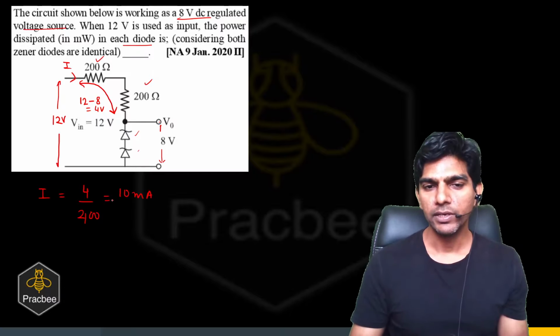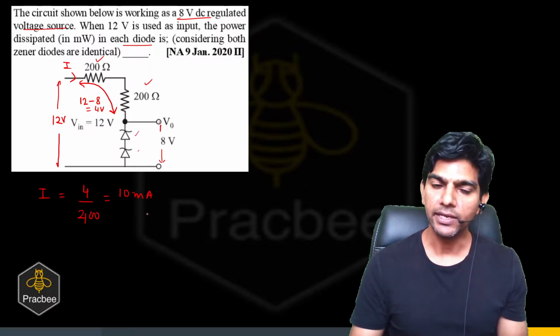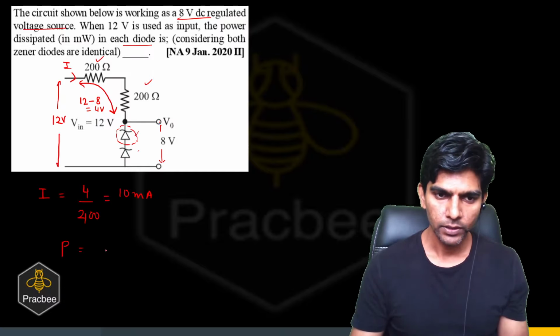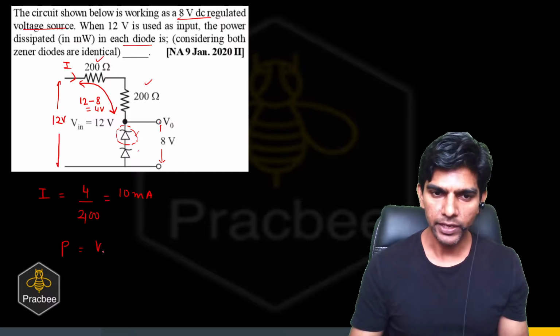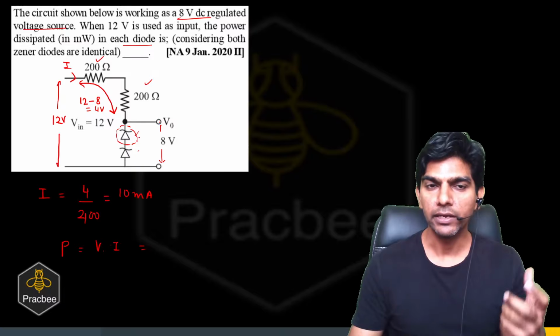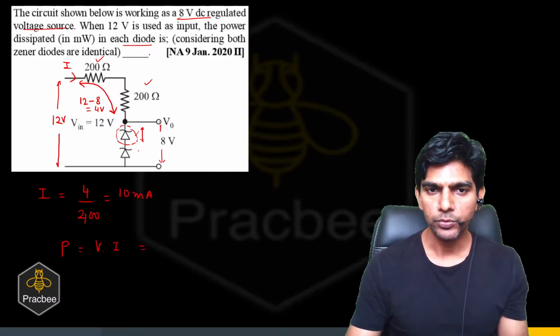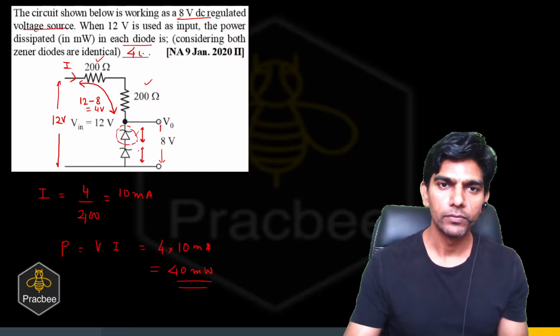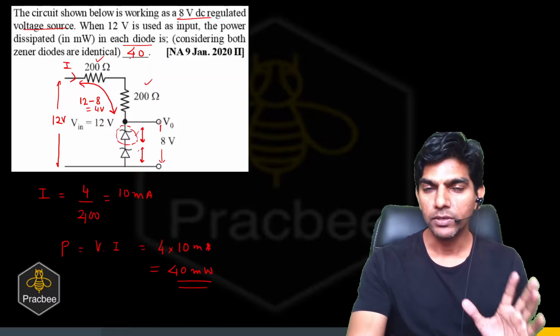And this 10 milliampere, since there is no load connected, will entirely pass through the Zener. So the power dissipated in one of the diodes will be the voltage across that diode times the current. If they are in series and they are identical diodes, the potential drop across each diode will be 4 volts. So 4 times the current, 10 milliampere, comes out to be 40 milliwatt. So the answer will be 40. Got it? Now this is about Zener diode.